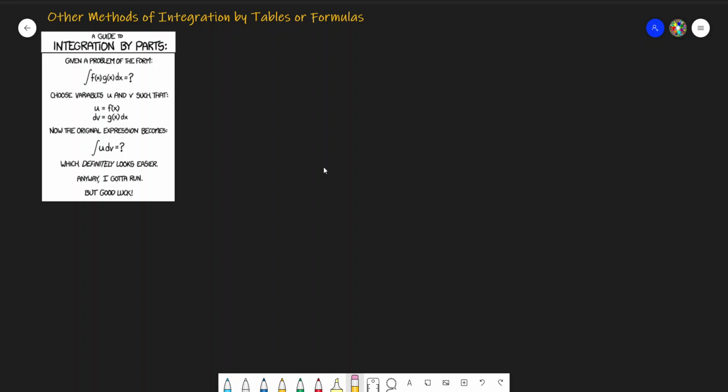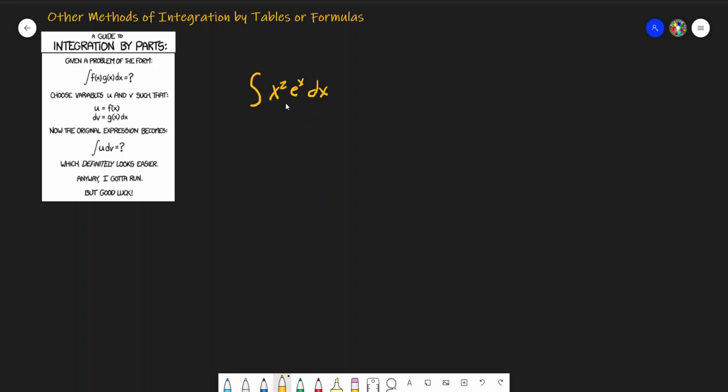Hello, in this video I'm going to look at other methods of integration by tables or formulas. So what that kind of means is that, for instance, let's say that you have an integral that you're working on. So what if that integral was the following? What if it was the integral of, let's say, x squared e to the x dx? And you're like, okay, well, how do I solve this, right?